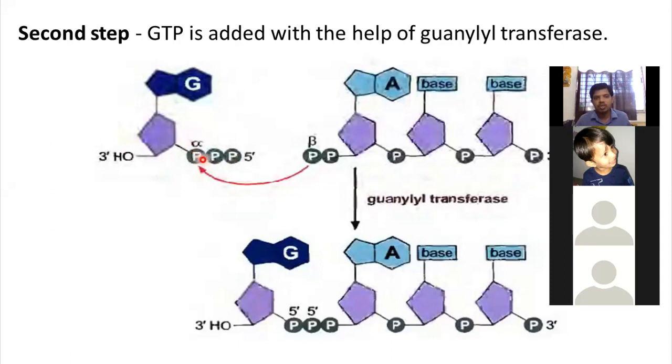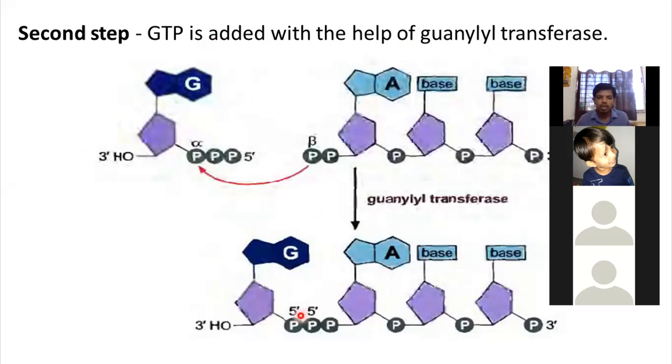Guanine and 3-phosphate, so the same one: alpha, beta, and gamma. These are the 3-phosphate. See here that, though it is not shown, this oxygen having the lone pair has the ability to undergo deprotonation. So this oxygen will attack over this alpha phosphate. See carefully, particularly in this step, that GTP is added with the help of guanylyl transferase. So this free GTP will be added over this RNA molecule.